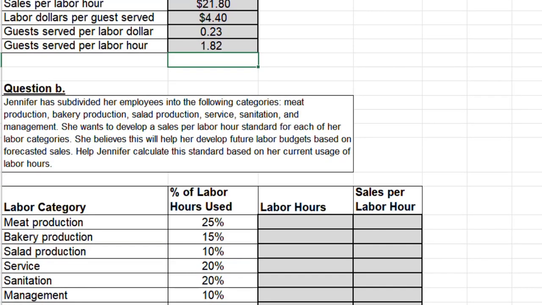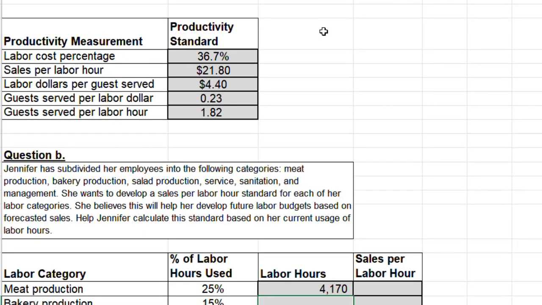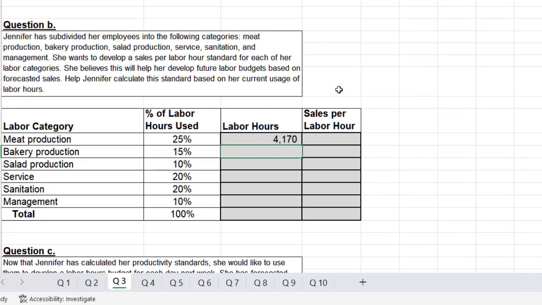All right, so meat production, 25% of her labor is used for labor hours. Okay, so we will take our 25% and multiply that times our number of labor hours right up here. All right, so let's use that formula. We're going to absolute this cell because we're always going to use the same number for all of these. And we're going to copy this.